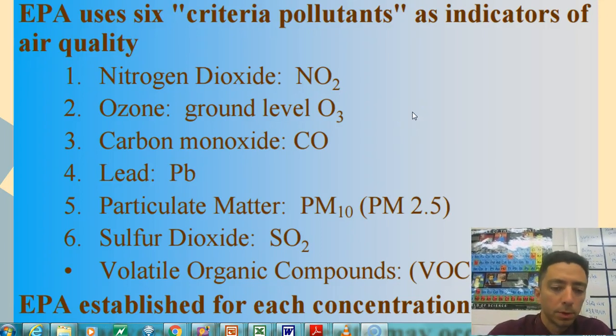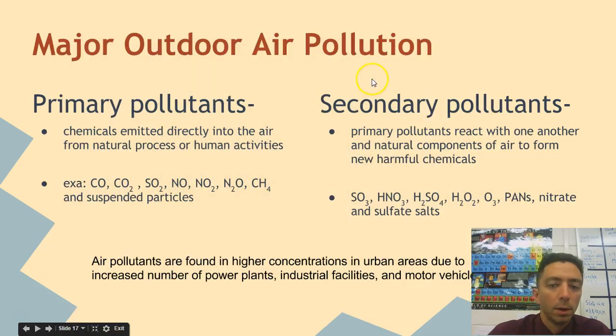We're going to go through the first six that are recognized by the EPA as air pollutants, and you'll see them here on the list. I'll go through each one though. So let's start with the difference between primary and secondary pollutants.